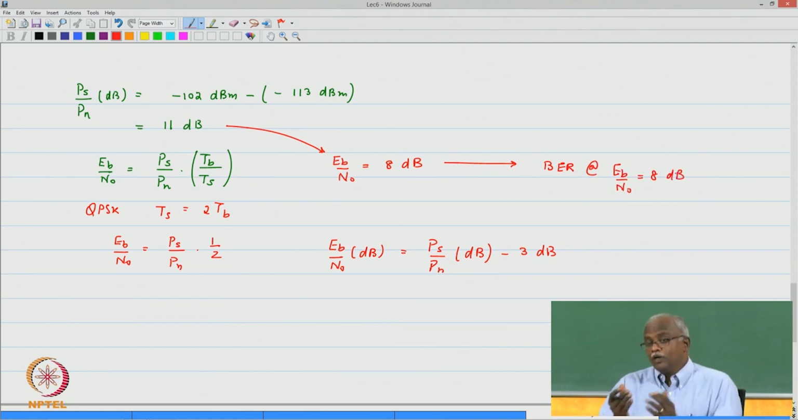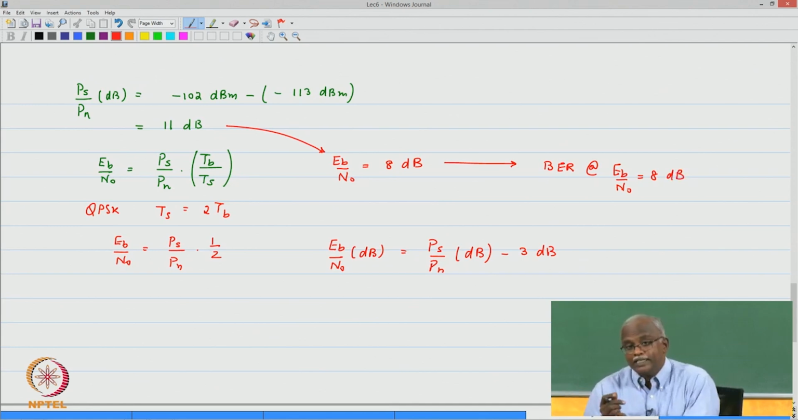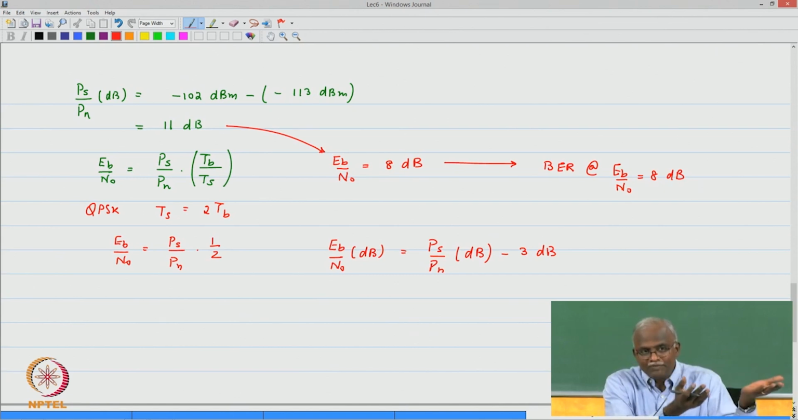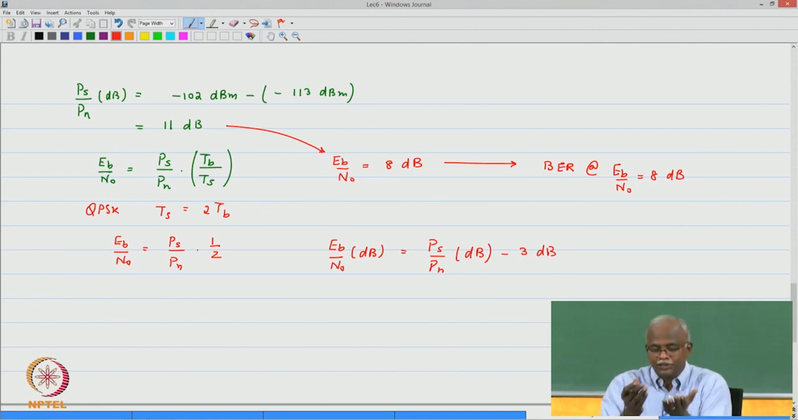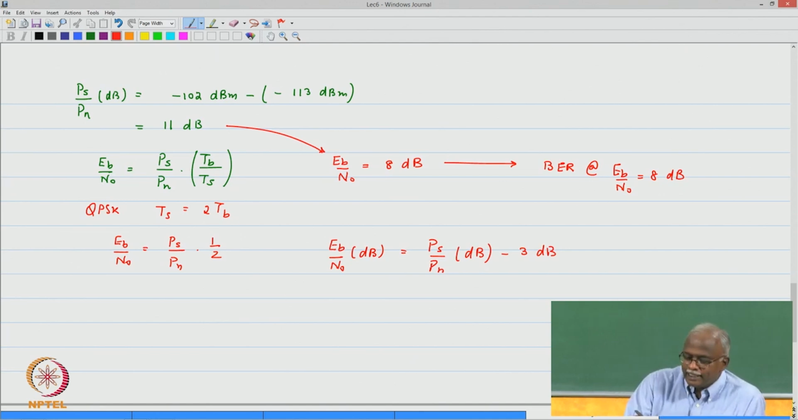Okay. Now, when we look at BER curves, we always are interested in the context of Eb by N naught, we are not talking about PS by Pn, but in a practical system we measure the received signal power, we know what is the noise power, and therefore what is easy for us to compute is PS by Pn. Now, extending it just a little bit more to reinforce the concept.